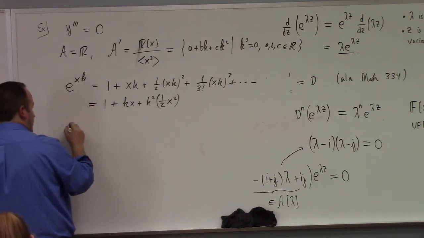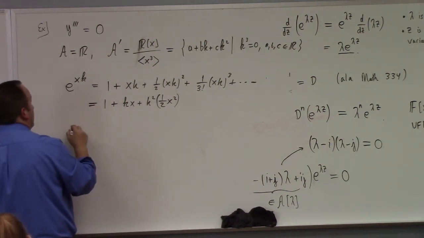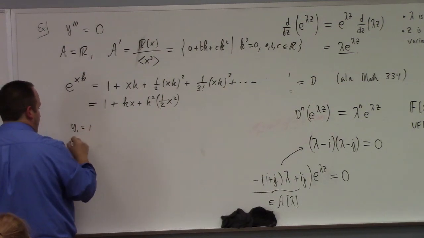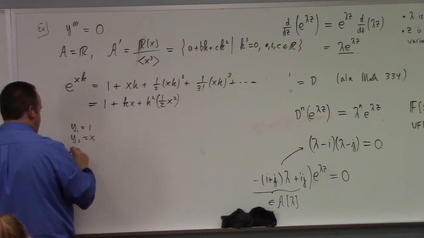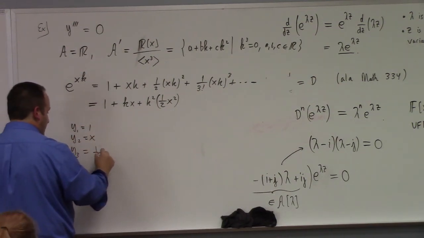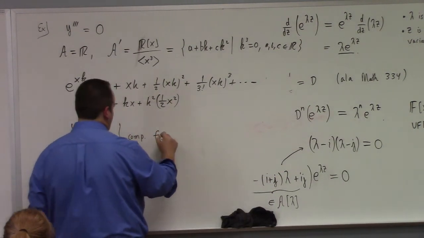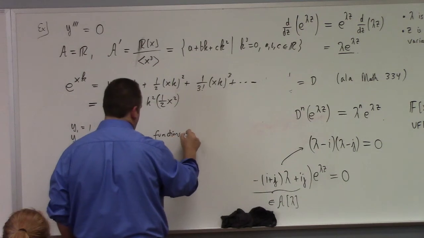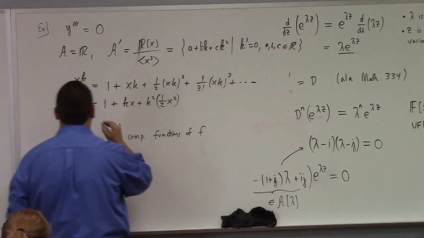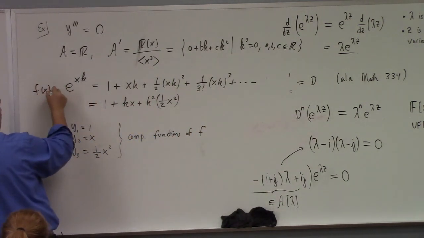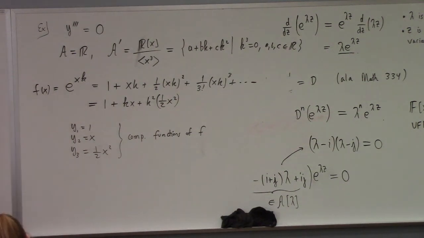And from this you can see that y1 equals 1, y2 equals x, and y3 equals 1/2 x squared. These are the component functions of f, letting this be f of x, okay? Of course, you already knew that because you can integrate 3 times and derive this, right?